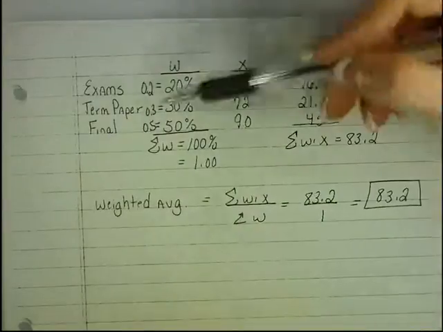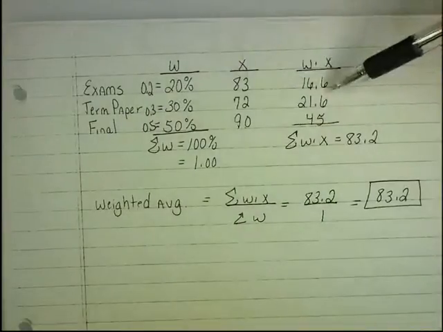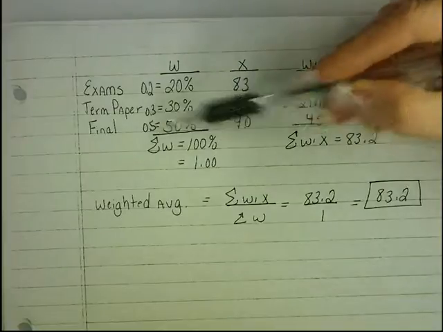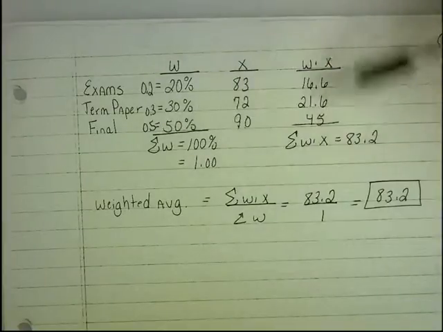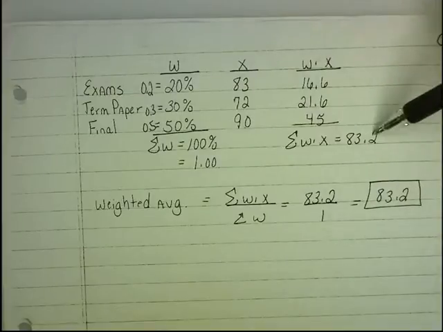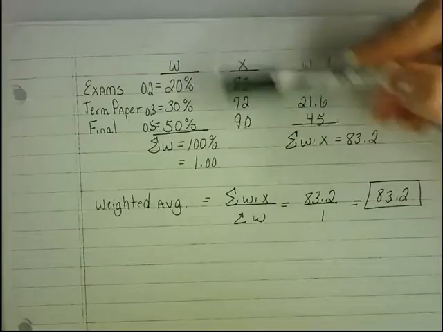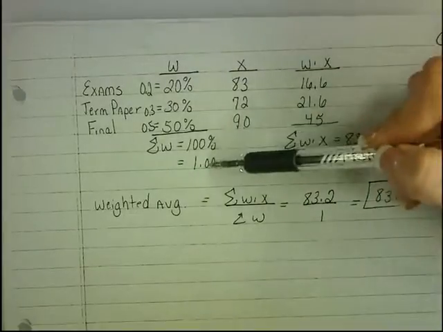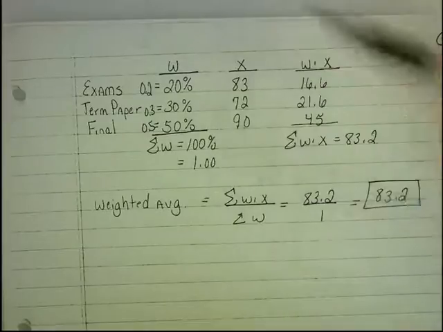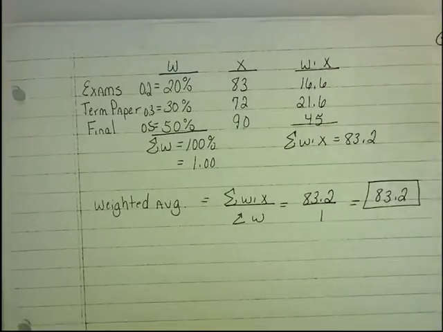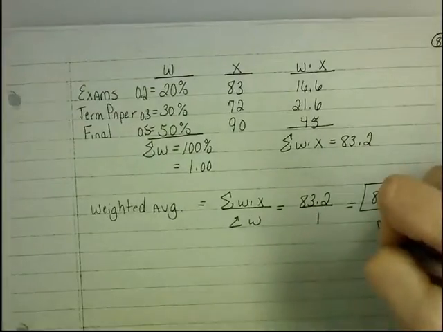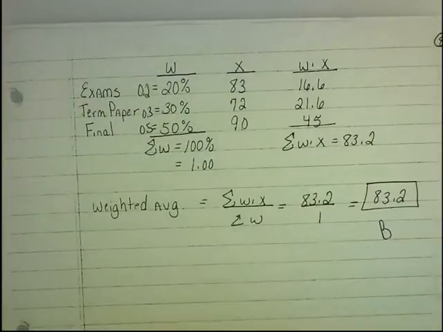So 20% of 83 is 16.6. 0.3 times 72 is 21.6. And 1/2 of 90 is 45. If you add up each grade times its weight, you receive 83.2. And the total of all the weights would be 100%, but we don't use the 100%. We use its decimal answer, which is 1. So 83.2 divided by 1 is 83.2. So this student would receive a B in the class as a final grade.